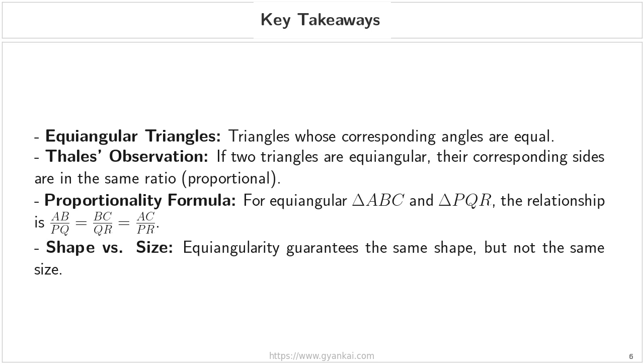Finally, I want to emphasize one last time the distinction between shape and size. As we cautioned in our common mistakes slide, equiangularity guarantees that the two triangles have the exact same shape, but it does not mean they are the same size. One could be a tiny blueprint and the other a massive structure, but as long as the angles match, the shape remains preserved.